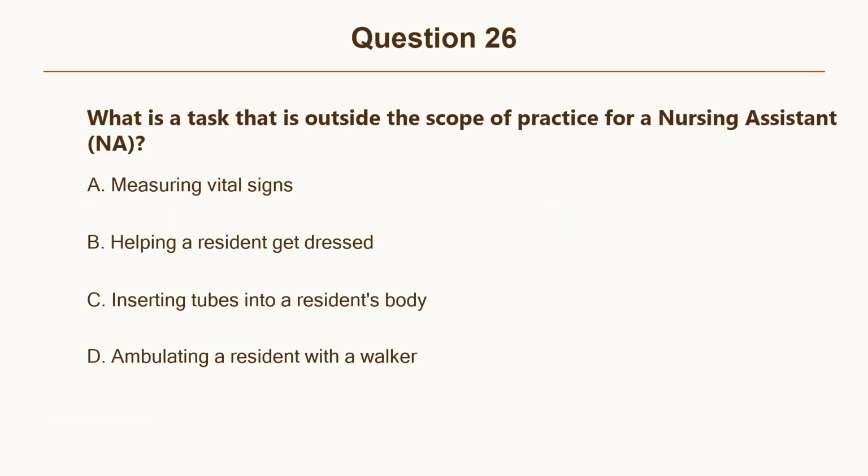Question 26. What is a task that is outside the scope of practice for a nursing assistant, NA? Option A, measuring vital signs. Option B, helping a resident get dressed. Option C, inserting tubes into a resident's body. Option D, ambulating a resident with a walker. The correct answer is option C, inserting tubes into a resident's body.